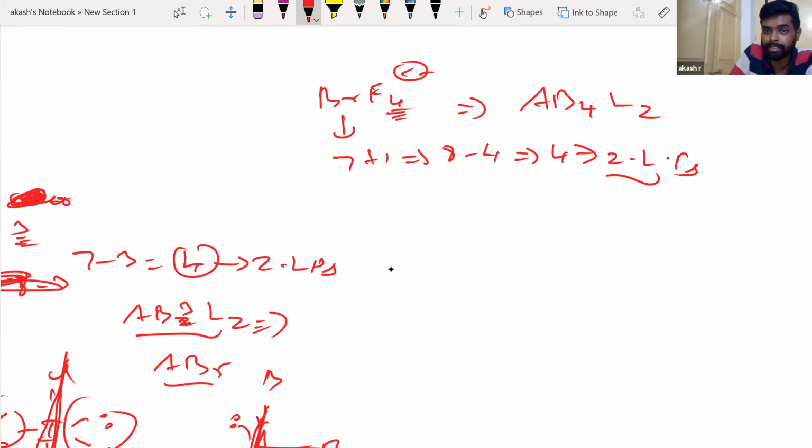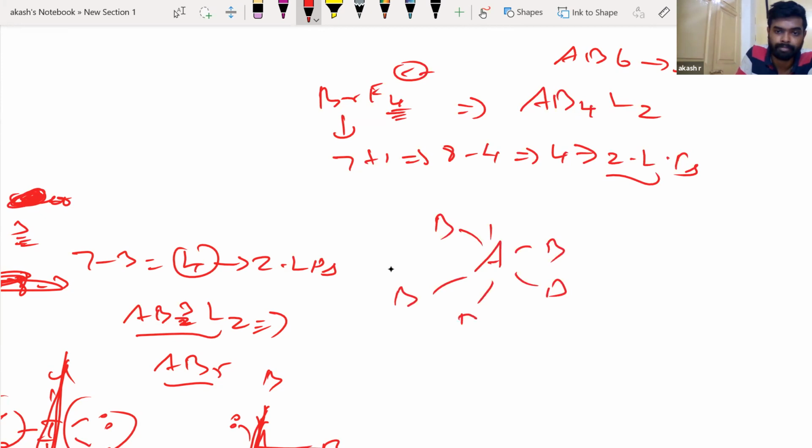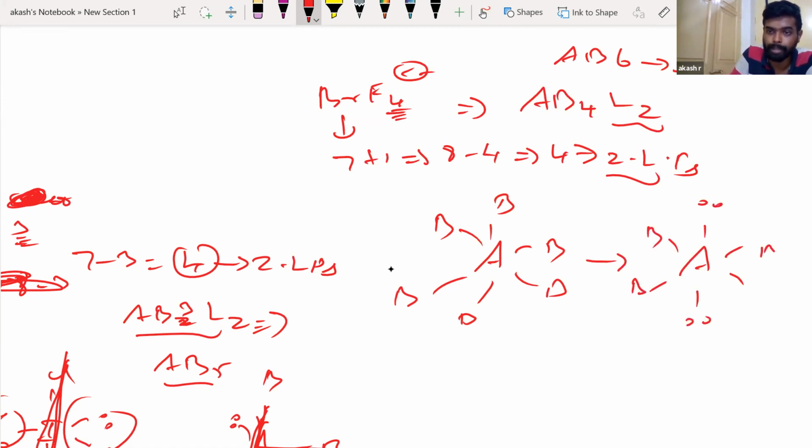Okay, so now this is similar to AB6. AB6 is octahedral. If you have AB6, octahedral will look like this. Now I have to put two lone pairs here. I have to put the two lone pairs in the opposite positions. So this is where I'll put the lone pairs. All the others are B.